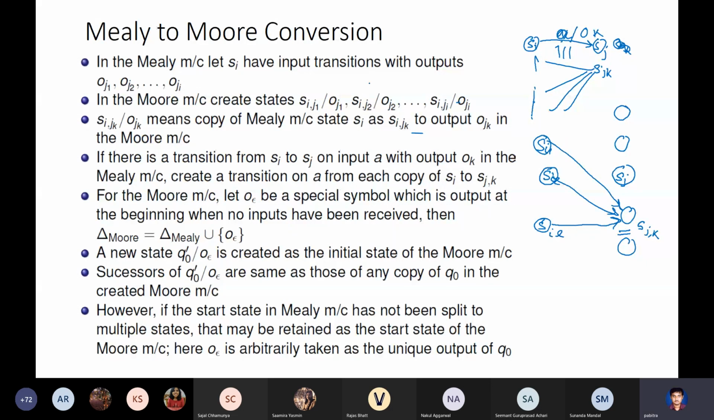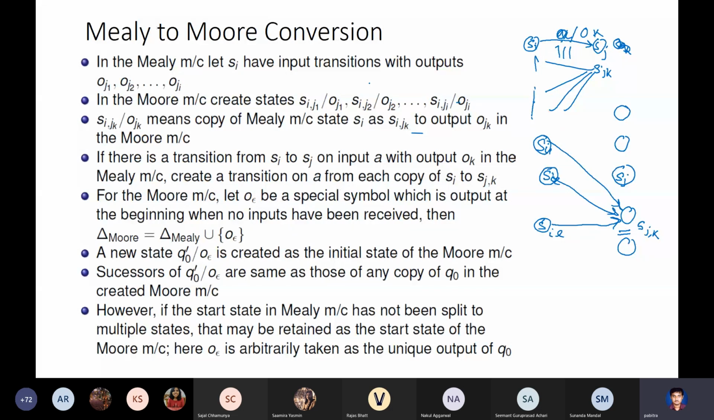The reason this is done is because of how I'm splitting the state. I'm splitting the state based on the outputs that I can have. But initially I don't have any output. So that's why this kind of dummy output O epsilon is created. Okay, so I think with this we end.